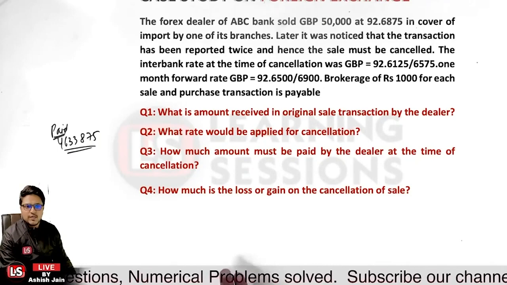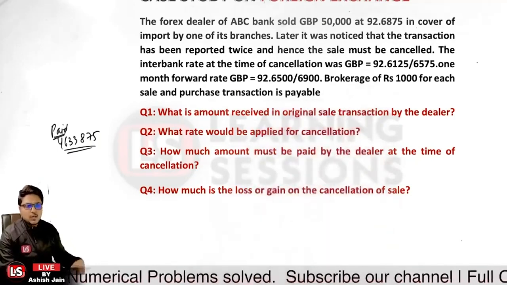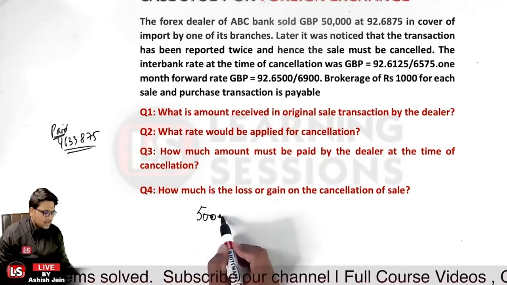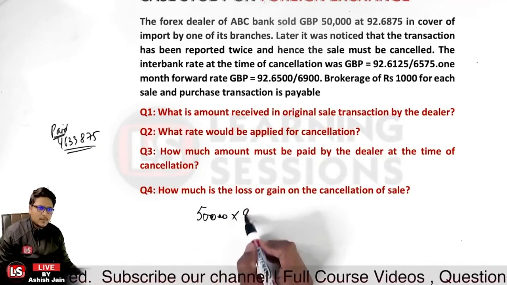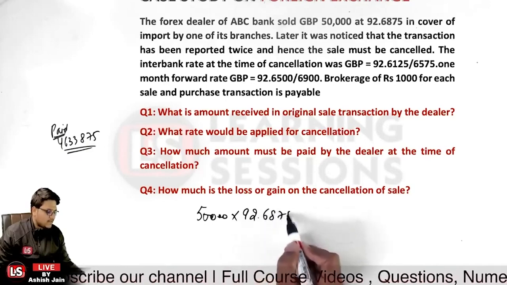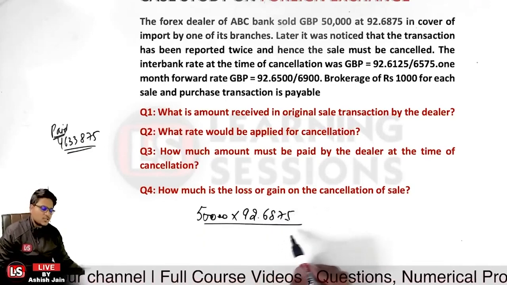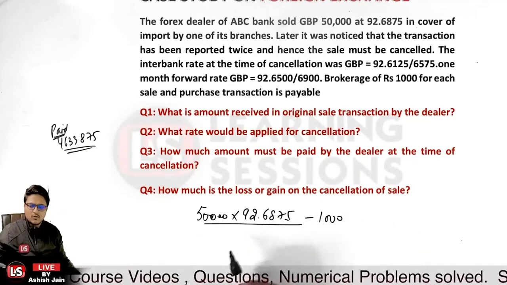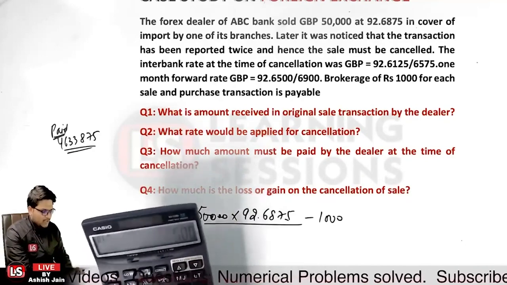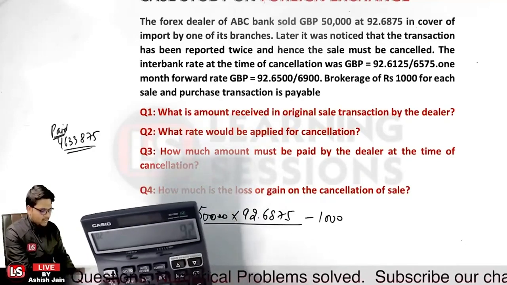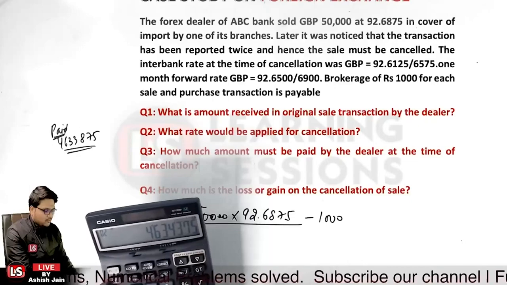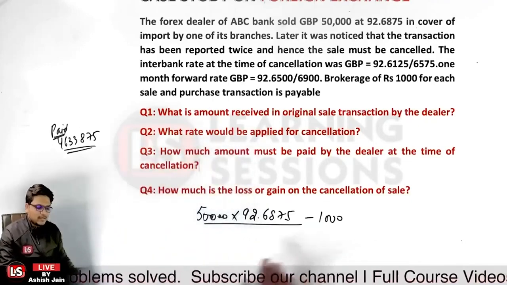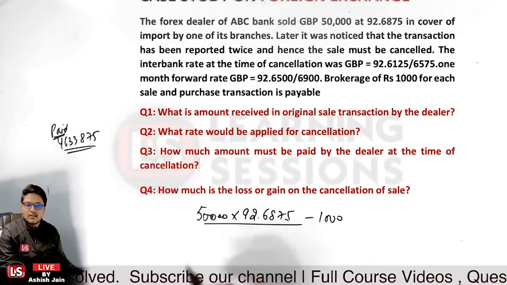Actually, what was the transaction meant to be? It was only 50,000 GBPs. So what was the other transaction there? It was amounting to 50,000 GBPs at 92.6875. That was an extra transaction, and for the rupees 1000 were to be subtracted in that particular case. So what will be the answer over here? It is 50,000 into 92.6875, that is amounting to 4,634,375 minus the 1000. So that was the actual amount on the extra transaction. That was the extra cost.